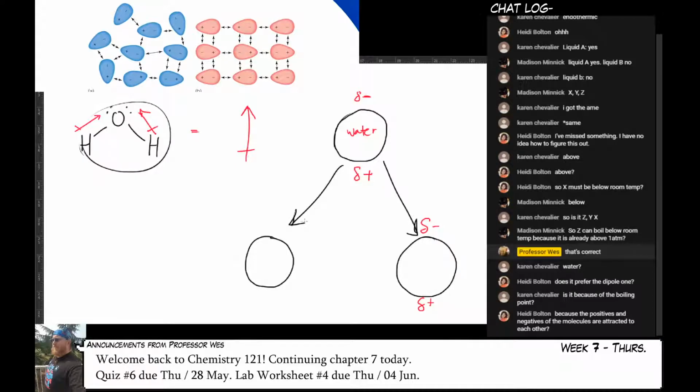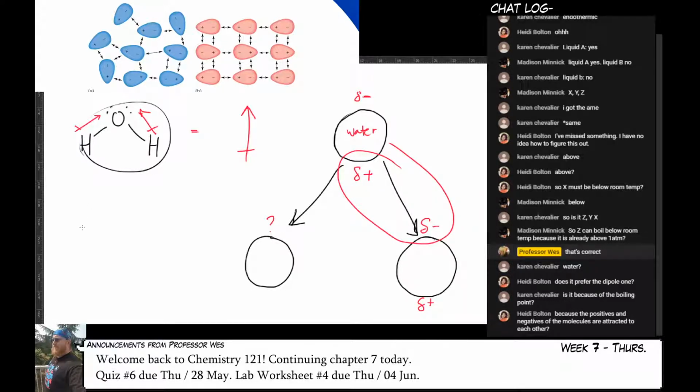That's the reason why. It's because the positive and the negative part are attracted to each other, whereas there's no attraction here. It's just two things that would bonk into each other and be like, huh? But the water will interact with another polar molecule because the positive part of it will line up next to the negative part of it.